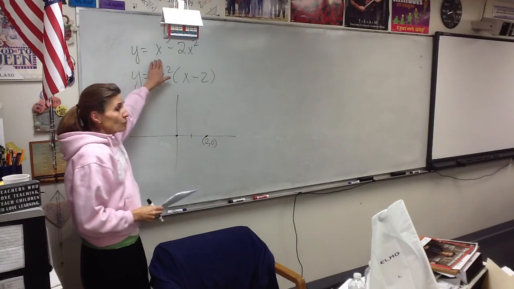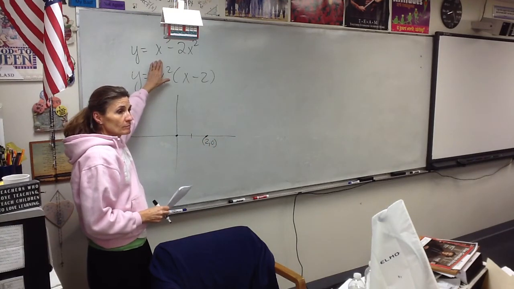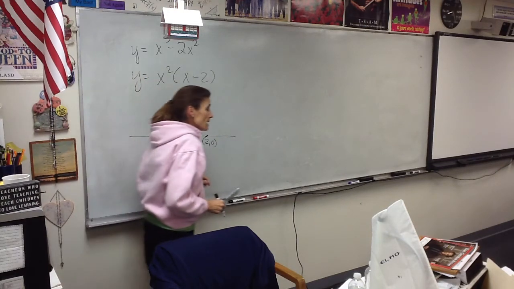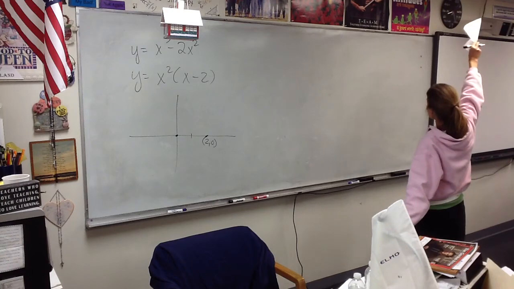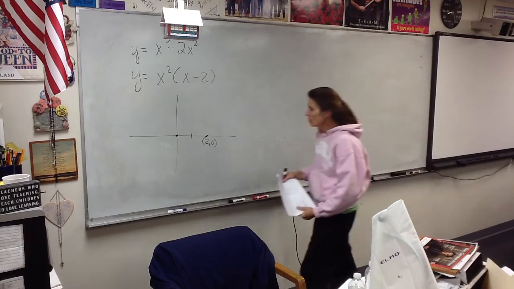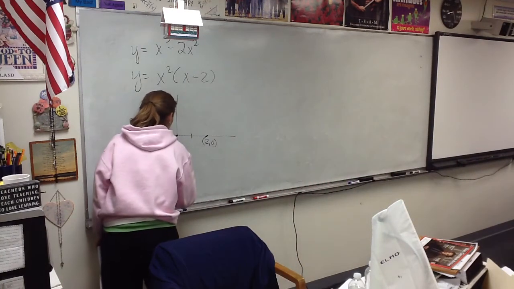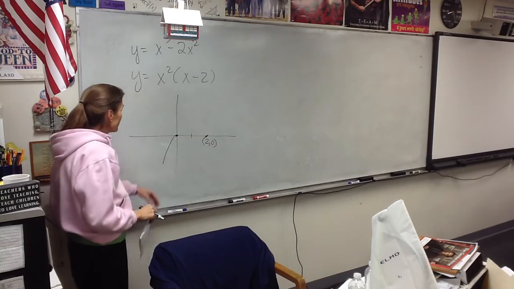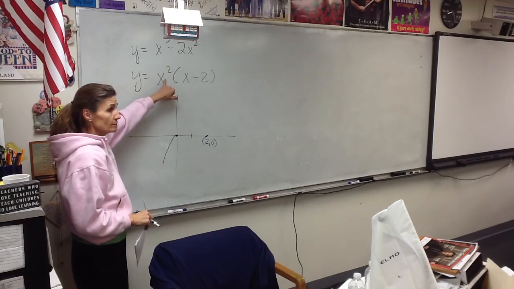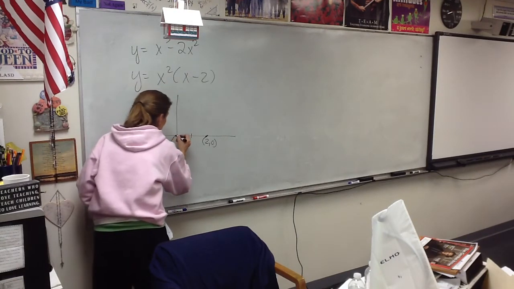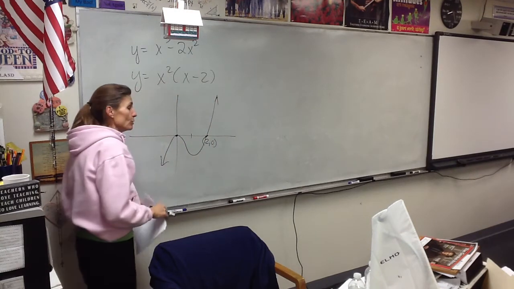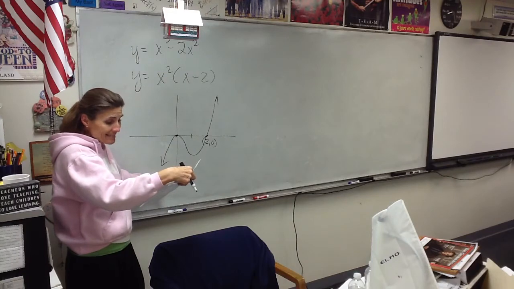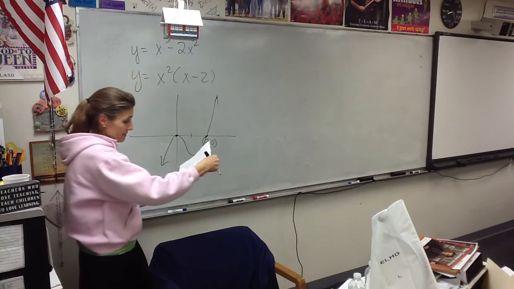Now, what's the degree of this polynomial? It's 3. Odd polynomials start down, end up. So, I'm going to start down here. Now, what happens when I hit that point? It bounces. Turns around, comes back up, and passes right through. The direction said sketch, done.